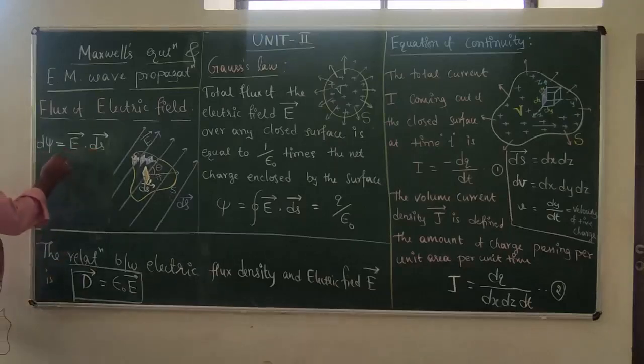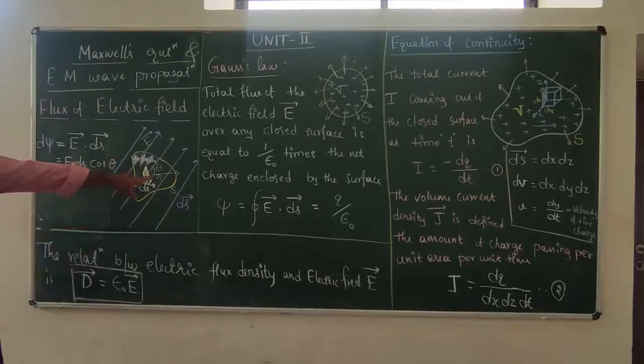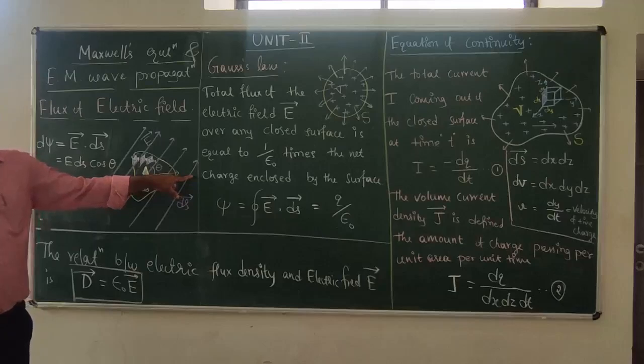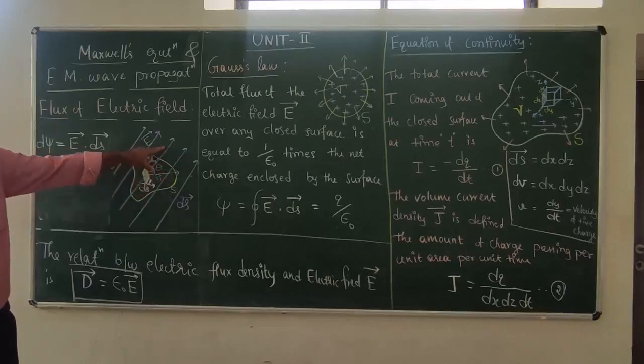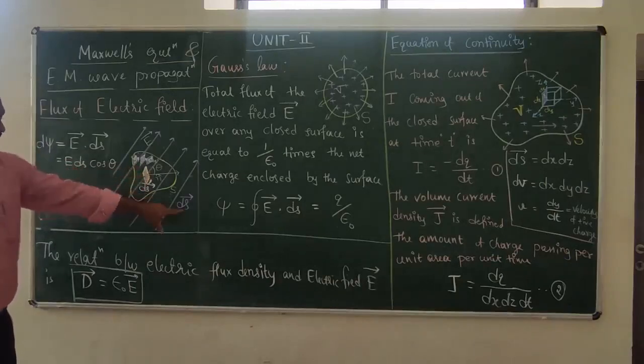E dot ds is a dot product of two vectors: the product of the magnitudes of the two vectors multiplied by the cosine of the angle between them. If the surface is closed, we know that the direction of the unit vector is outward. Then theta is the angle between the electric field and the unit vector. Now we have calculated the electric flux through the area ds.